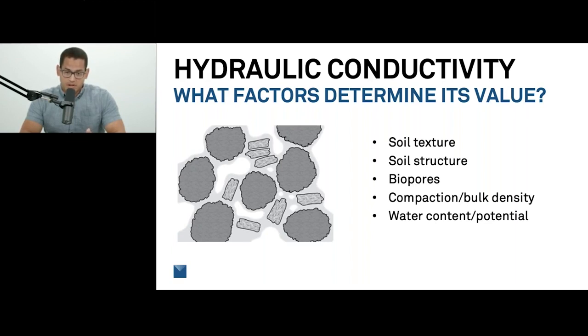apparent in expansive soils, where the antecedent soil water content really impacts what the structure of the soil looks like, whether there are larger cracks and things like that. I'll dive a little bit into that on a project that we'll discuss shortly. So these are all factors that really play a big role in a soil's ability to conduct water.